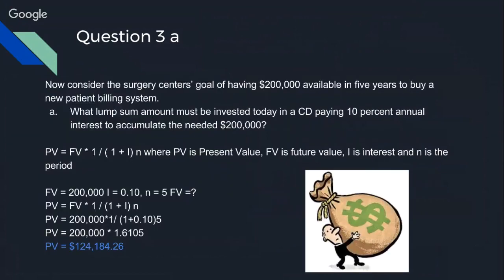Now for question 3A, we're considering the surgery center's goal of having $200,000 available in 5 years to buy a new patient billing system, like we talked about in background. So the big question here is, what lump sum amount must be invested today in a CD paying 10% annual interest to accumulate the needed $200,000? As you can see here, we've gone through our equation to find our present value needed in order to reach our desired future value. And we're looking at $124,184.26.